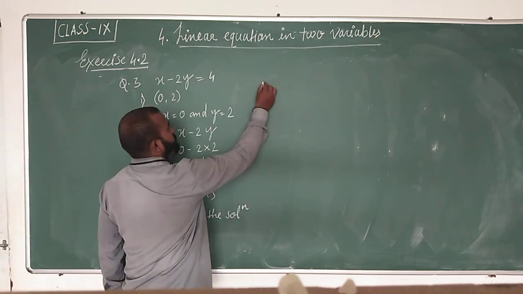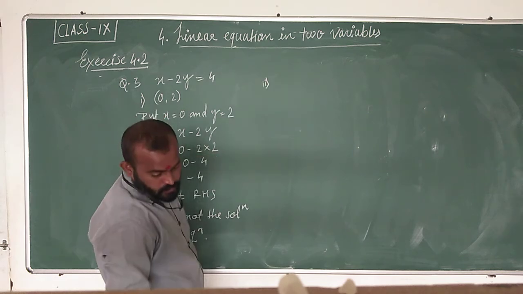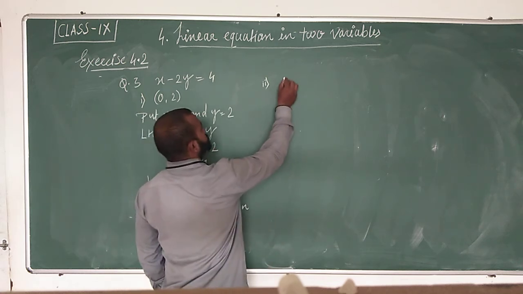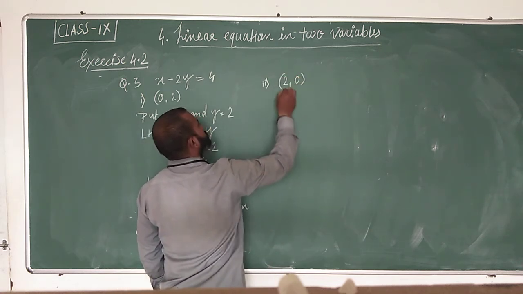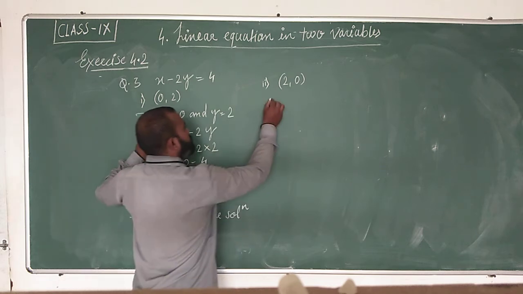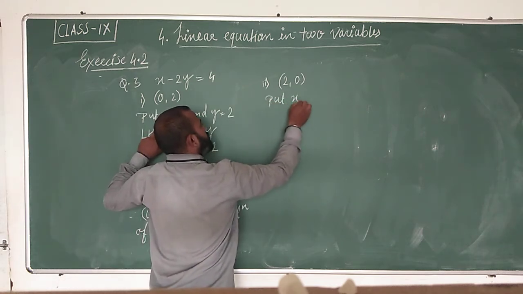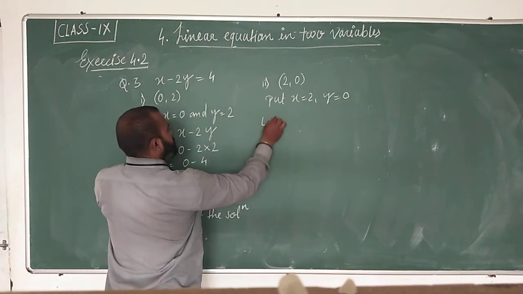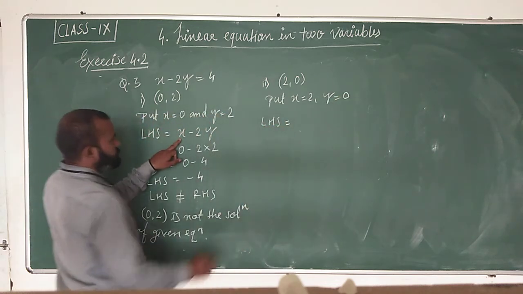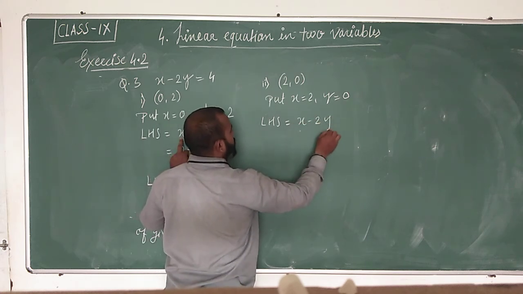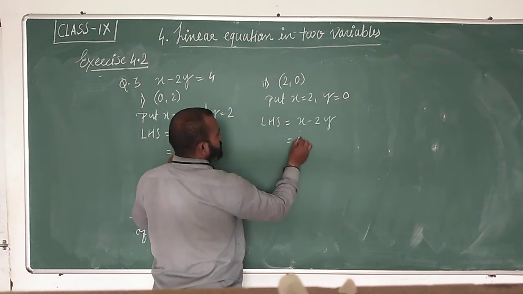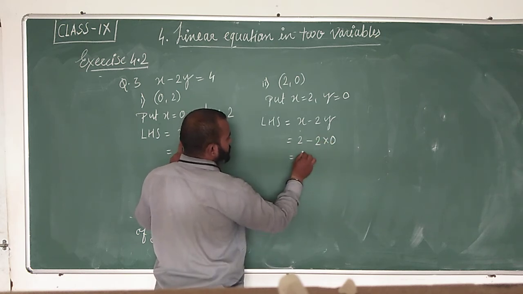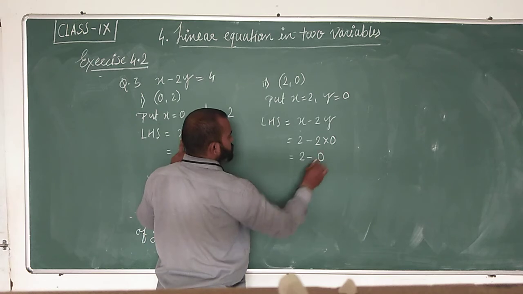The second one is we have to check for (2, 0). Put x is 2 and y is 0. So what is our LHS? x minus 2y. What will come? 2 minus 2 into 0, which is 0. So it is 2. So LHS is equal to 2.